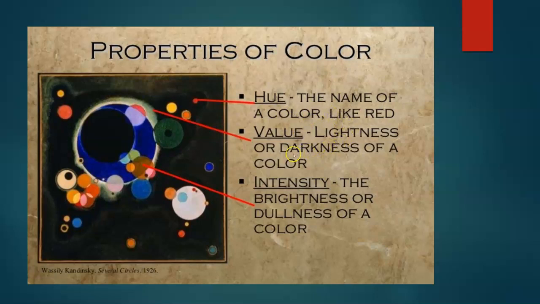Value is the lightness or darkness of a color. So we can see here that this is light, and the green next to it is dark. The intensity of a color refers to how dull or how bright a color is. Here we can see that the orange right here is dull, where the orange here is bright, and then this orange here is in the middle. It's a medium dullness or brightness. And we can compare this orange to this orange to this orange to this orange.